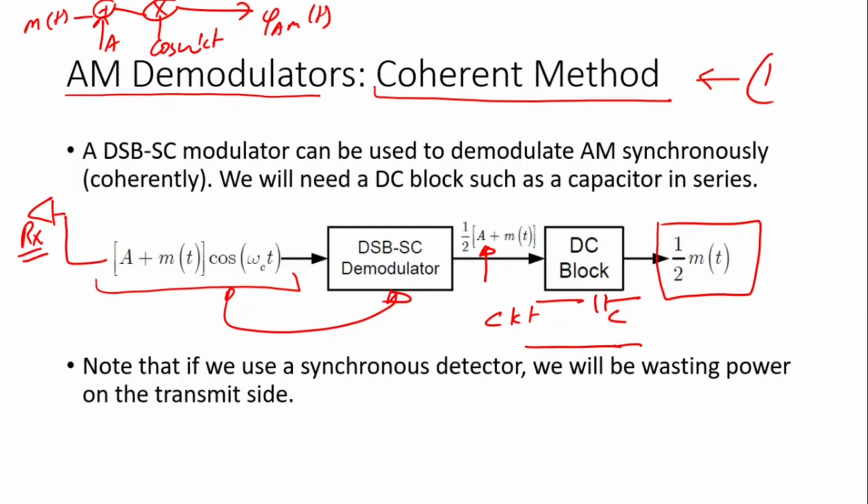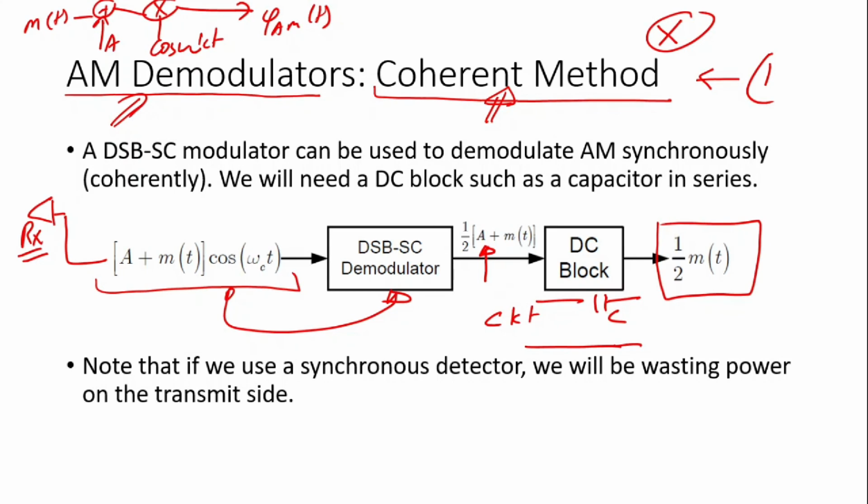But do note that coherent method of demodulating an AM signal which is having a carrier is not a wise thing to do, because we were doing it already for DSB-SC and that was simpler. So while we are having more power at the transmit side and still using coherent demodulation, this is not a very wise design to have.